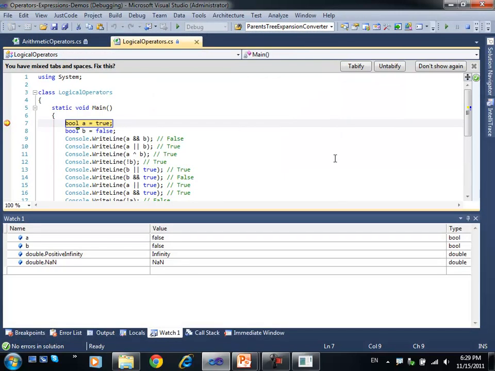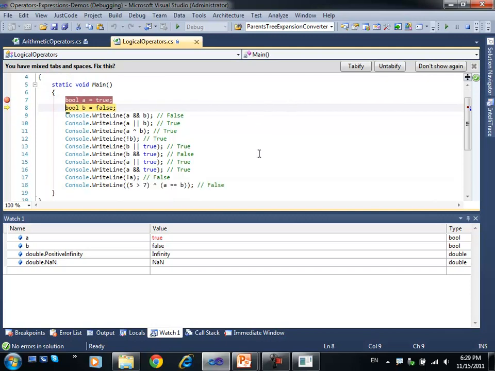So we're starting with Boolean values A and B, where A is true and B is false right now. The first line checks A and B. That means we are checking both conditions of A and B. Both of them have to be true in order to produce a true value. And since one of them is false, we'll receive false.